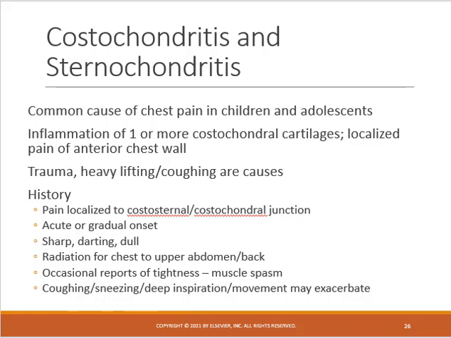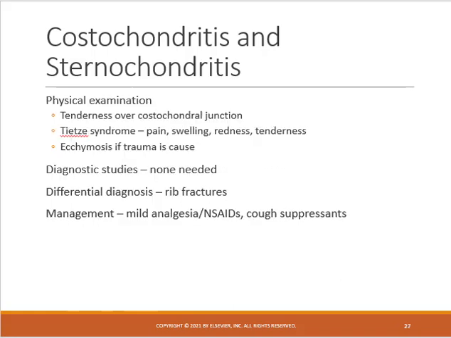of chest pain in children and adults. It's inflammation of where the costochondral cartilages join the sternum. Trauma, heavy lifting, coughing are causes. Most patients may complain of a localized pain at the costosternal or the costochondral junction. It can be acute or gradual, sharp or dull, and it may radiate. They can have reports of muscle spasm, tightness in the chest.